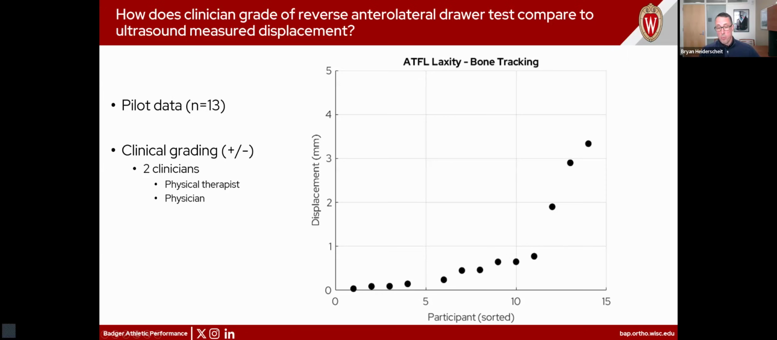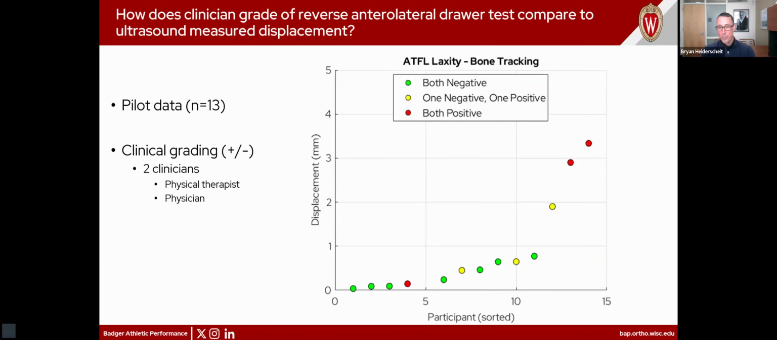And again, as we'd expect, some are very healthy and show very little displacement or laxity. Some have a history of ankle sprains, and certainly are going to show more persistent laxity over time. Now, the interesting part is we again had clinicians, one physician, one physical therapist, perform the reverse anterior drawer test and provide a positive or negative grade to it. Now, I think this is an interesting piece: if we overlay the clinician grading onto those amounts of displacement, it's really interesting to see how the clinician assessed a positive or negative score relative to the actual amount of graded displacement.